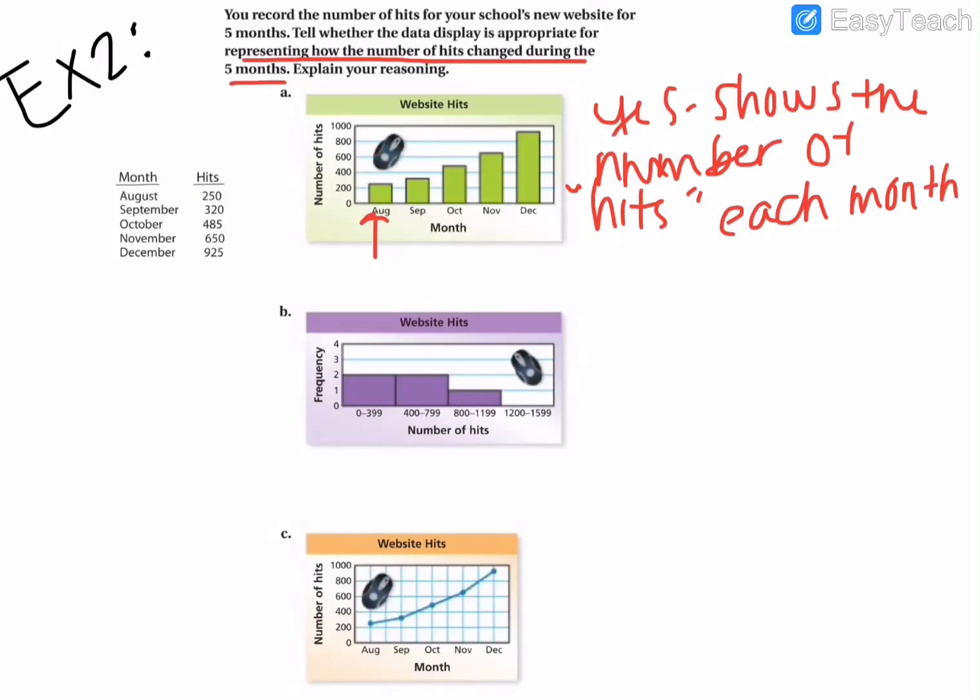For letter B, the histogram does not show that, and if you've been wondering about histograms, here's exactly what it looks like. So the number between 0 and 399, the frequency would be 2. How many hits were between 0 and 399? This doesn't even make sense. So no, this is not appropriate because it really doesn't show the time factor, how it's changing over time.